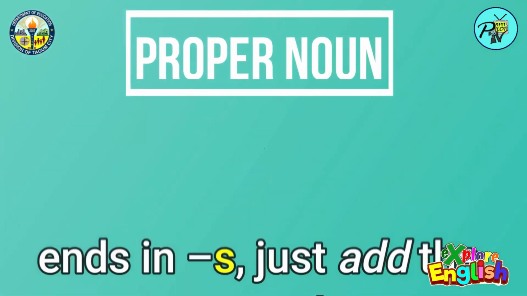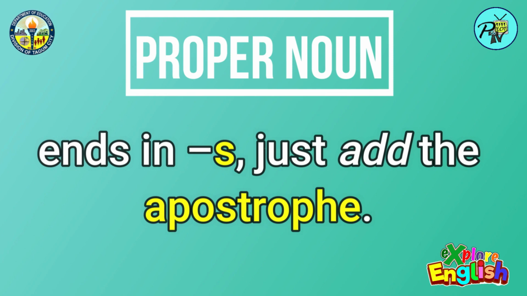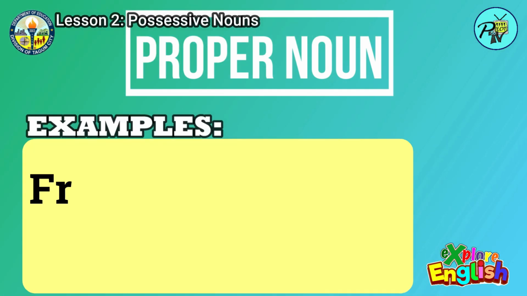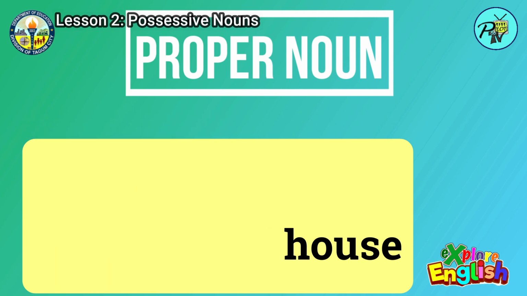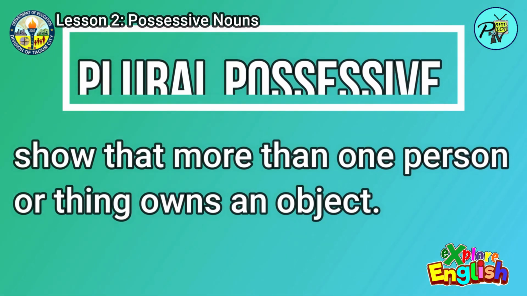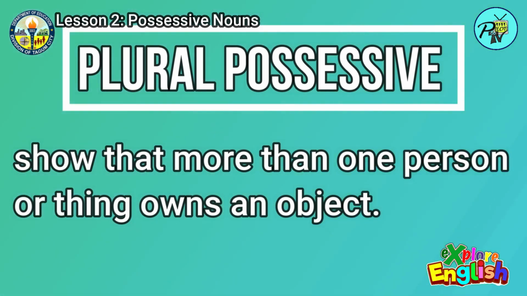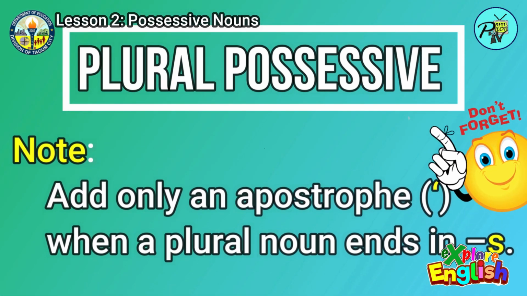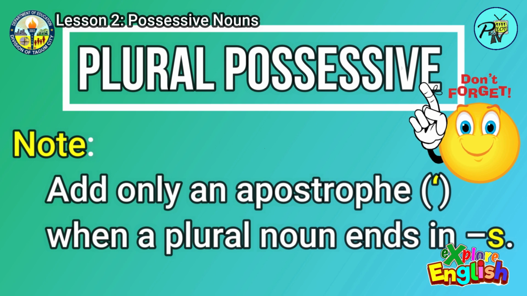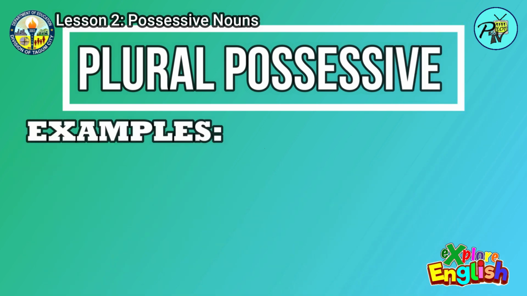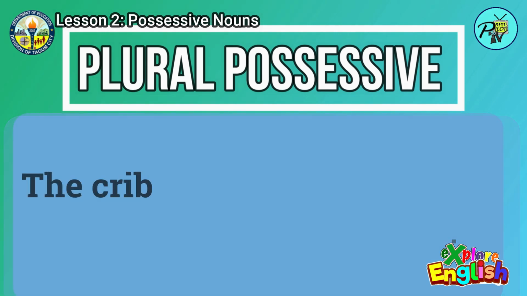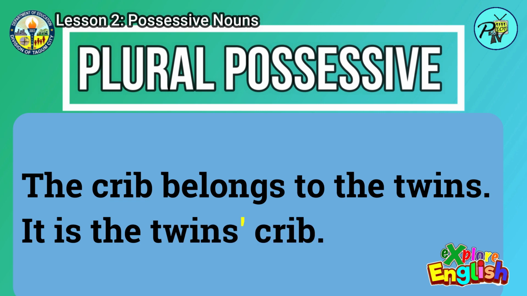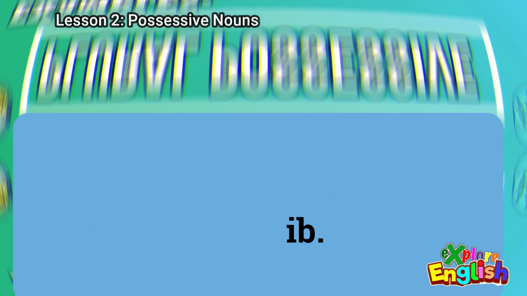When a proper noun ends in S, just add the apostrophe. Examples: Francis' chair, Mr. Campus' house. Plural possessive nouns show that more than one person or thing owns an object. Note, add only an apostrophe when a plural noun ends in S. Examples: the books belong to the students. Those are the students' books. The crib belongs to the twins. It is the twins' crib.